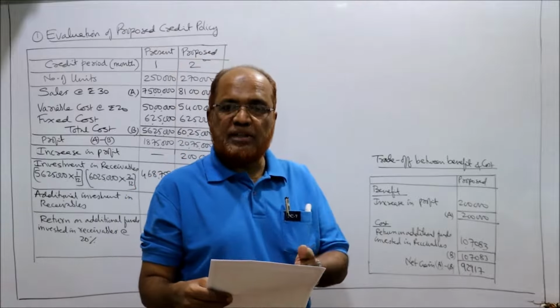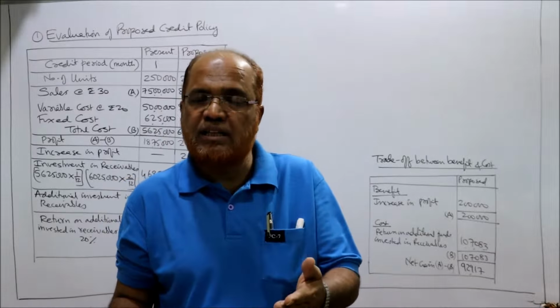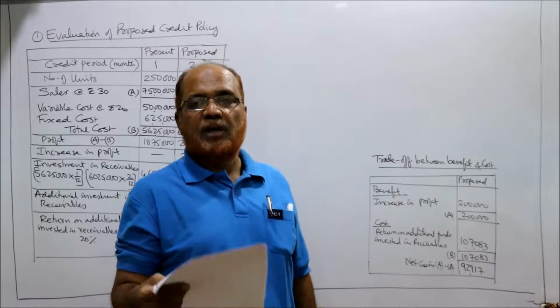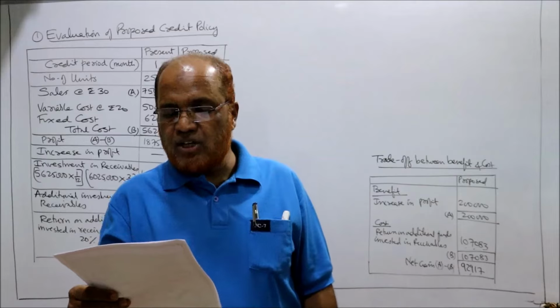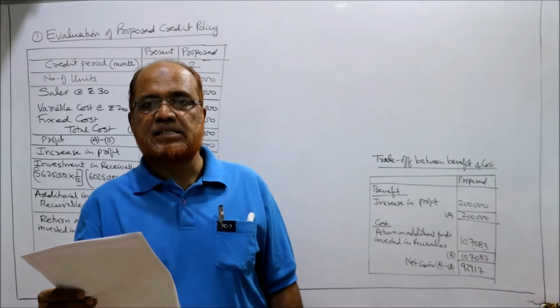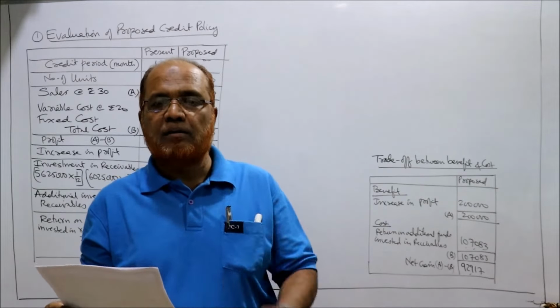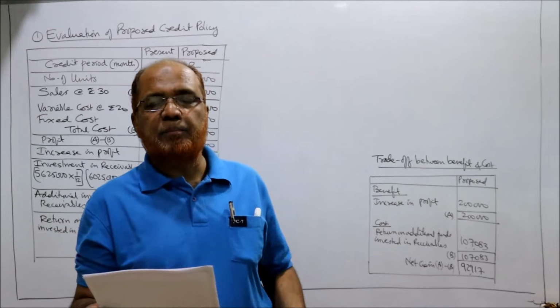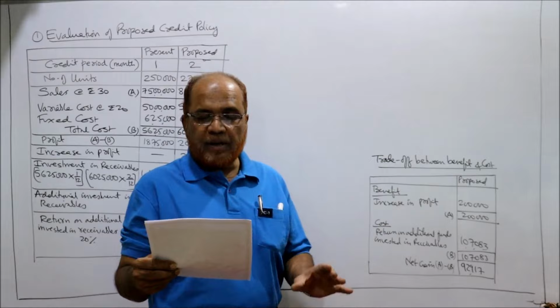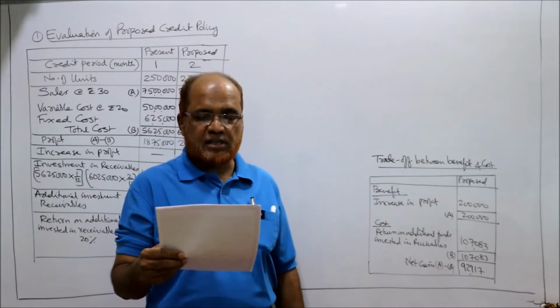नंबर ऑफ यूनिट्स प्रॉब्लम में दे दिया, प्रीवियस प्रॉब्लम में नंबर ऑफ यूनिट्स नहीं दिया था, तो हम वर्किंग नोट में कैलकुलेट करें। Here number of units are given, 1 lakh. Selling price 10 rupees. The average age of receivable is 40 days. This is the credit period. Previous problem credit period was given in months. Here the credit period is given in days. So presently 40 days we are giving to the customers.